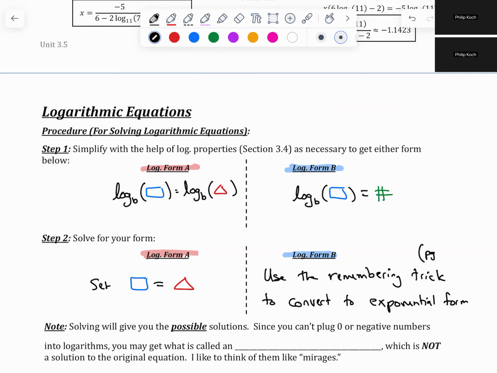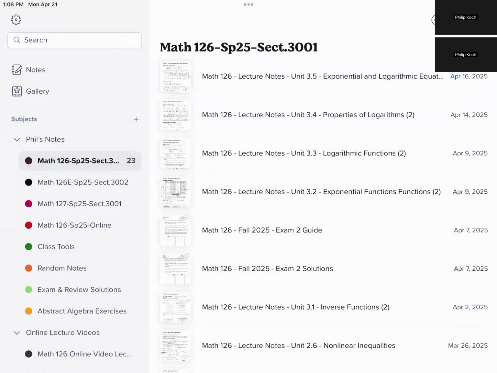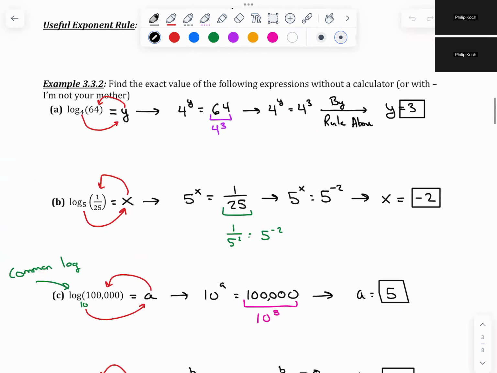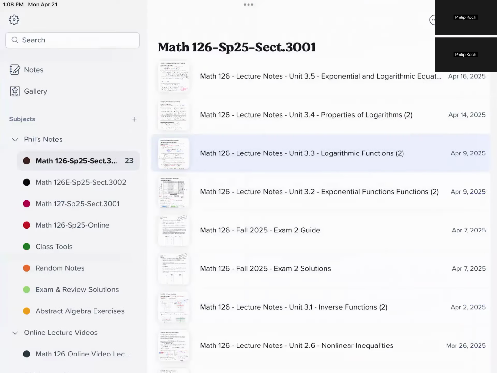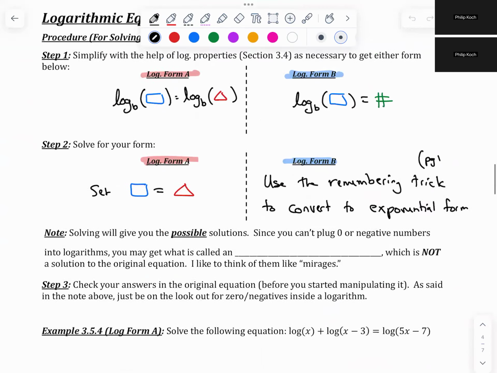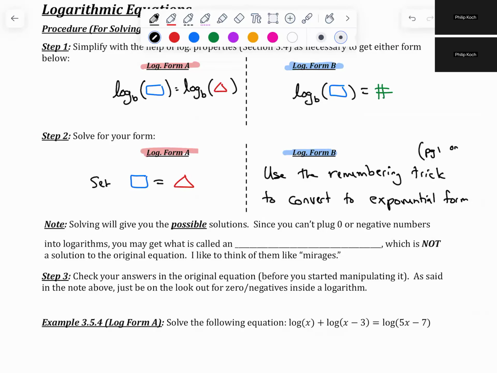That's page 1 of what? What page was that? It's page 1 of the unit 3.3 notes. Let me check real quick. Sorry, 1 second. I'm coming right back to it. The remembering trick was note 3 on page 1 of the 3.3 notes. Just in case you don't remember, when you're referencing this, what's the remembering trick? Okay.